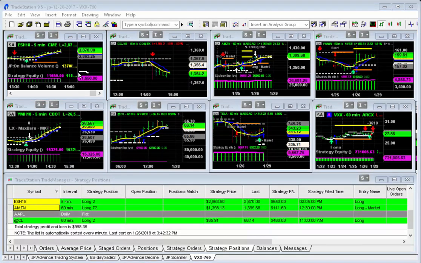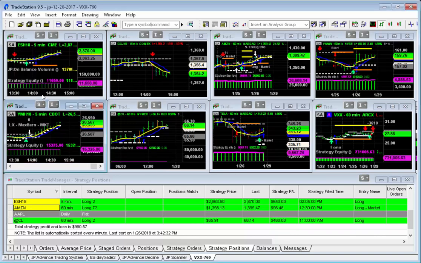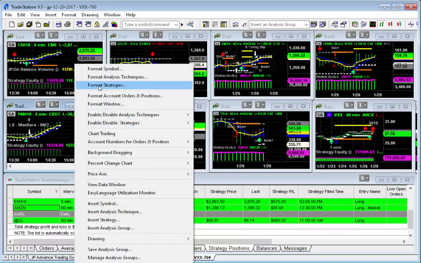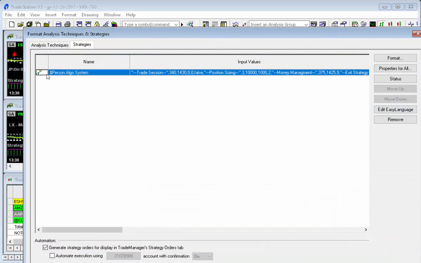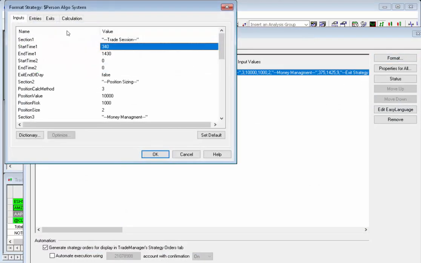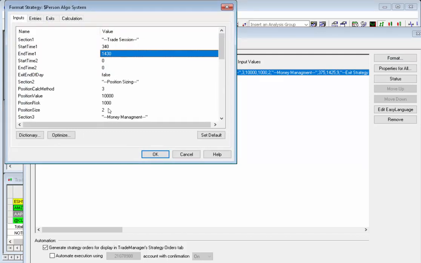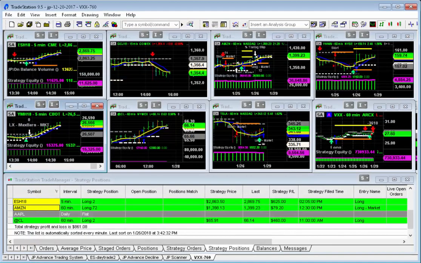The P&L so far is up 11,650 on this model versus the mini Dow at 15,325. Are they pretty much the same thing, comparing an apple to an apple? Let's take a look. When we look at the same system, Person Algo, we didn't use a different model, 3:40 to 2:30 in the afternoon, and it only trades 2 lots. All right, so we've got the same system, same time frames, comparing an apple to an apple.